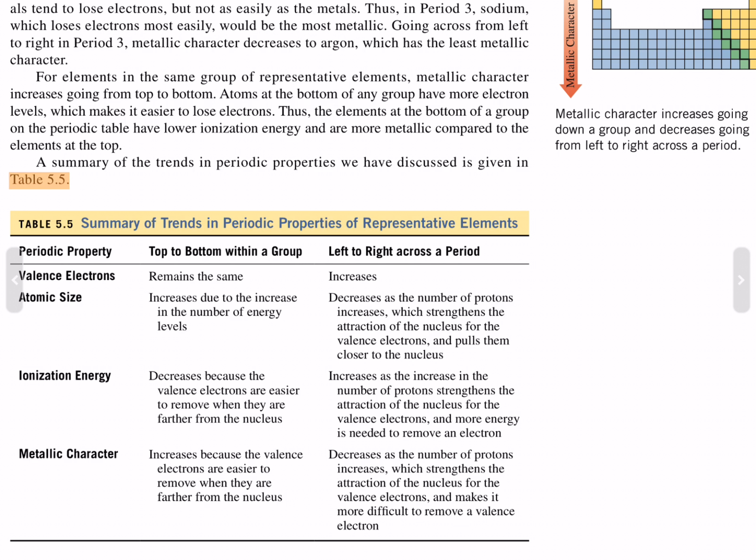The metallic character increases as it goes down a group because the valence electrons are easier to remove when they are farther from the nucleus. And it decreases as the number of protons increases across a row, which strengthens the attraction of the nucleus for the valence electrons and makes it more difficult to remove a valence electron.